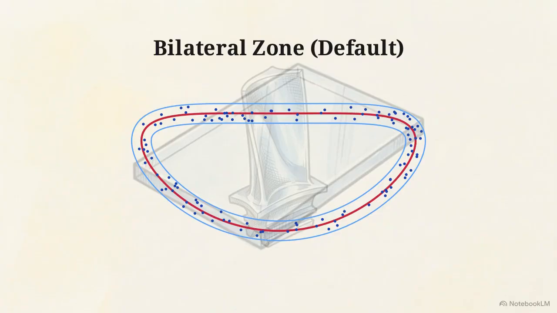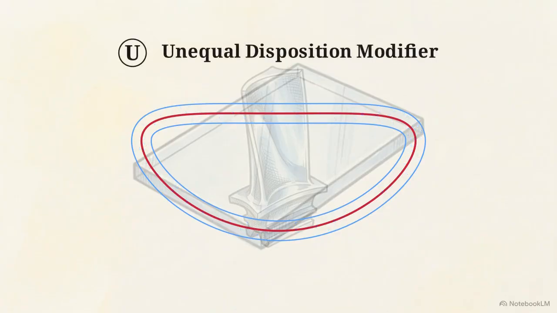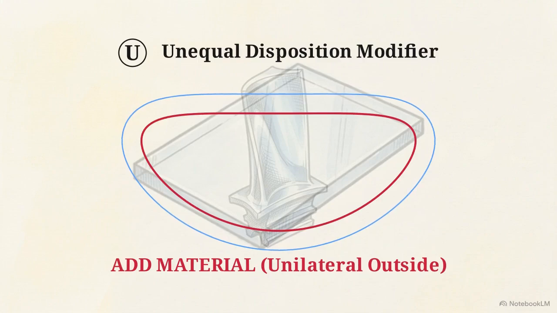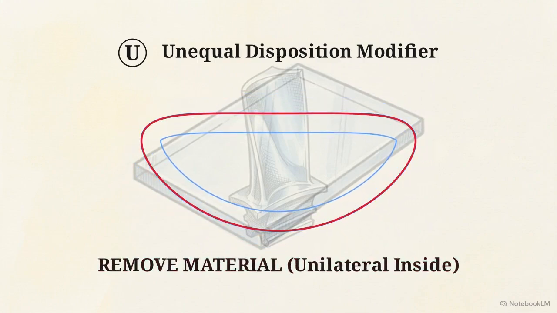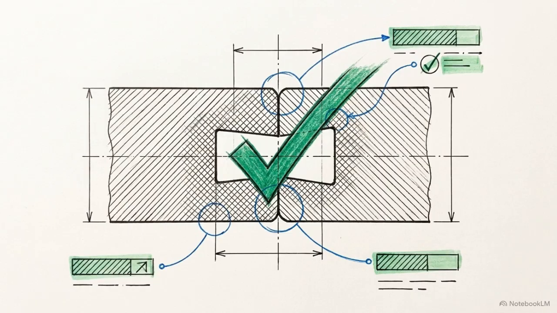The engineer can alter this using an unequal disposition modifier, denoted by a circle U symbol. This shifts the entire tolerance zone to sit completely on the outside or inside of the true profile line, creating a specific requirement to either add or remove material relative to the nominal shape. By defining a continuous two-dimensional boundary, profile of a line eliminates the ambiguity of coordinate dimensions. It ensures the specific cross-section behaves exactly as the design intended.